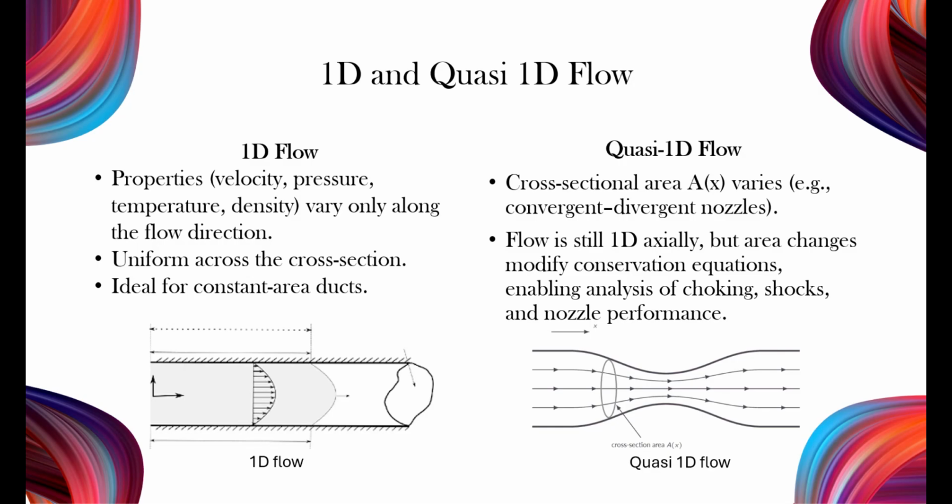Quasi-1D flow extends this by allowing variable cross-sectional area A of x, as in convergent-divergent nozzles. Here, flow remains 1D in the axial sense, but area variation modifies the conservation equations, enabling analysis of compressible effects such as choking, shocks, and nozzle performance.